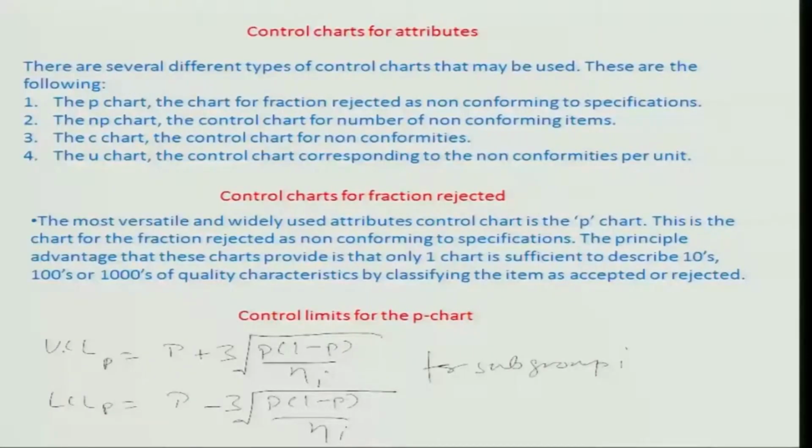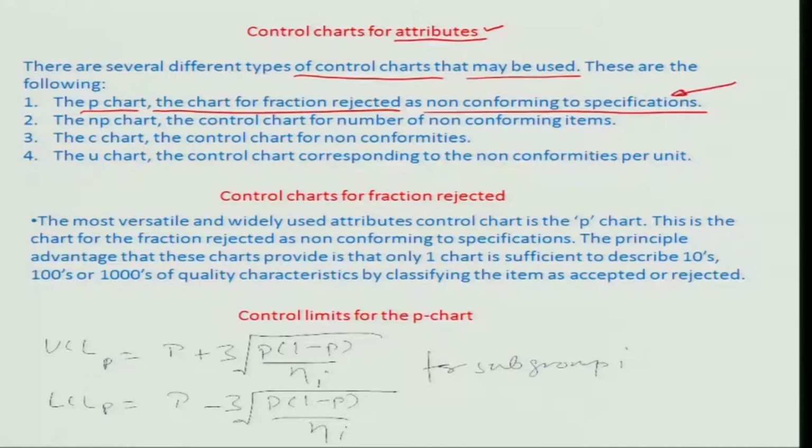the P chart. So, let us first look at what are the kind of control charts which are available for attributes or quality parameters which can be judged without mentioning any appropriate quantity, only qualitative judgments can be passed. So, there are several different types of such control charts that may be deployed. One of them is the P chart. The P chart is basically again the chart for fraction rejected as non-conforming to specifications.